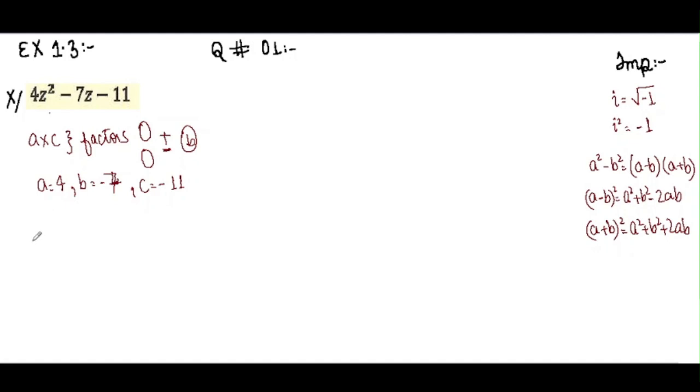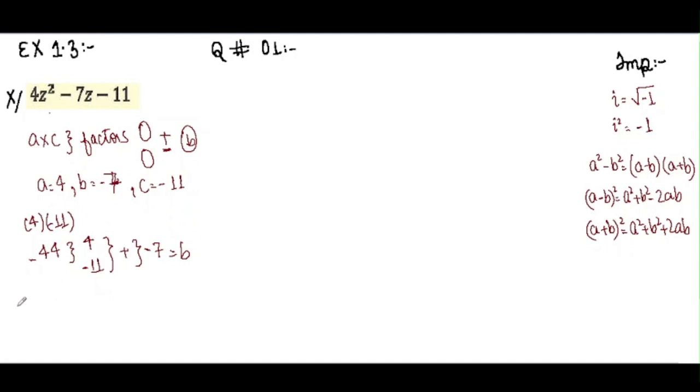So first of all, we are going to multiply a with c. A is 4 into 11, we get 44, sorry, minus 44. And now we have to find its factors such that they make minus 7 when they are added or subtracted. So its factors can be, I guess 4 and minus 11 are the best factors. When both these factors are added, we get minus 7, which is equal to b. Okay, so we can use these two factors over here.